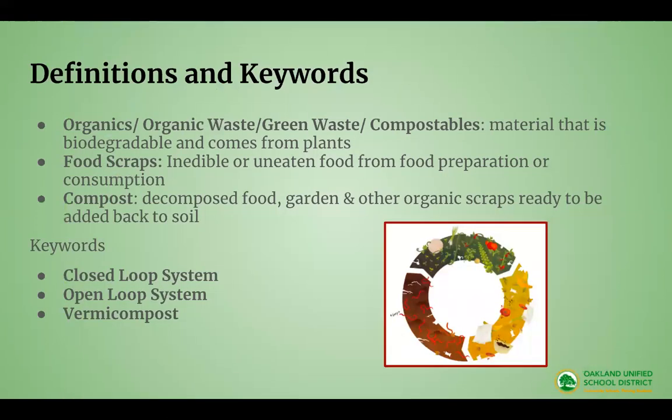Here we have some definitions to keep in mind during this video. Organics, organic waste, green waste, and compostables are all names for biodegradable plant-based materials that can decompose into compost. Food scraps is the name for inedible or uneaten bits of food that are left over from food preparation and consumption. Compost is fully decomposed green waste material that is ready to be added back into the soil. Below are some other keywords that will show up in this presentation.